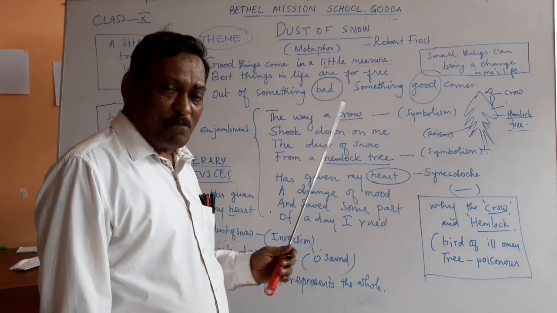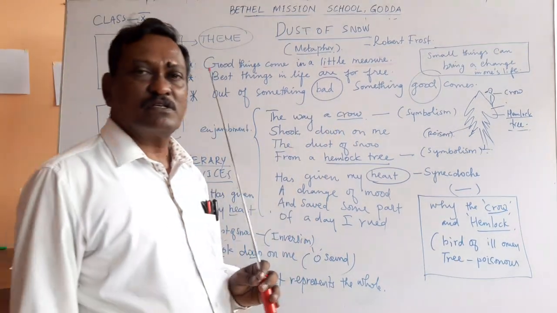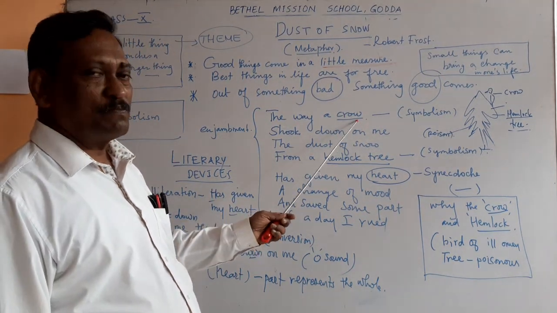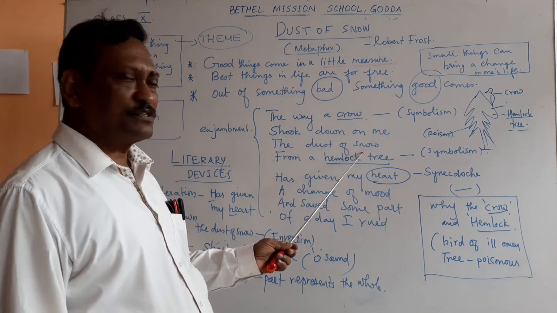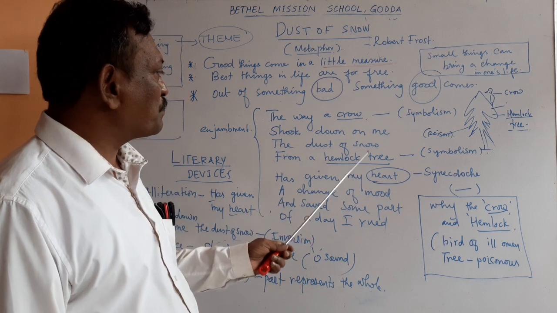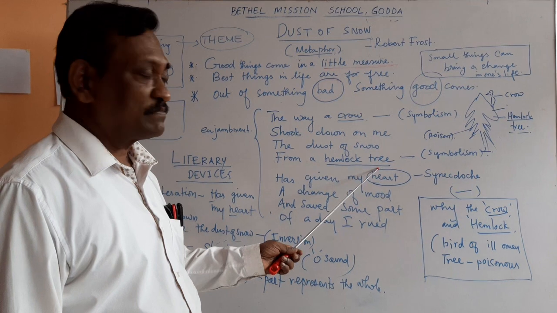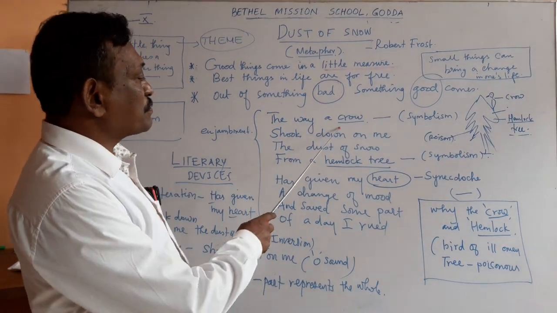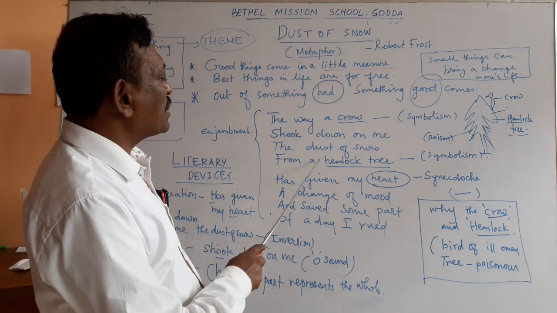Let us get into the poem now and discuss some literary devices which are associated with this. The way a crow shook down on me the dust of snow from a hemlock tree. You see, there are rhyming words: crow, snow, me, and tree. I come back to the stanza once again. The way a crow shook down on me the dust of snow from a hemlock tree.